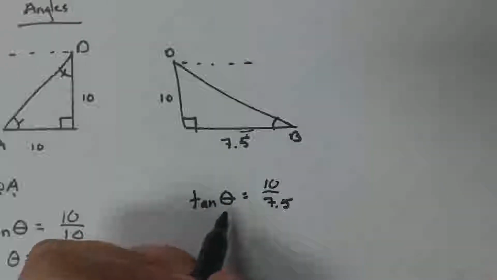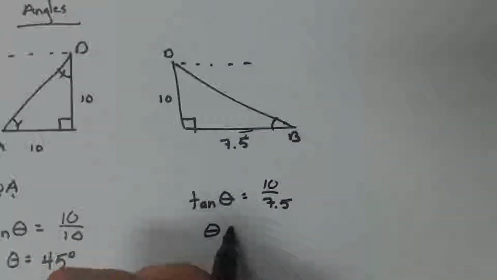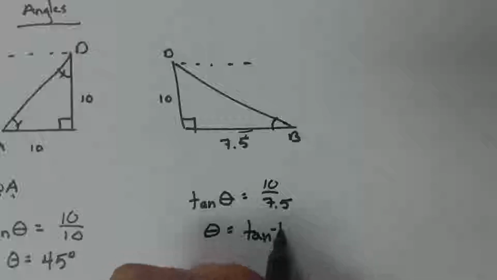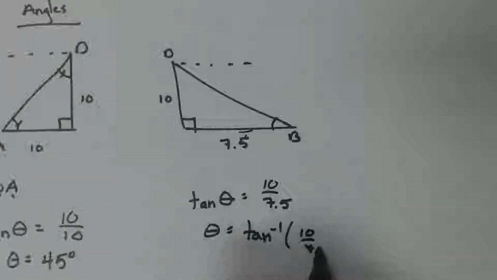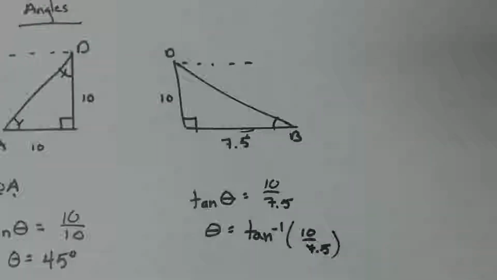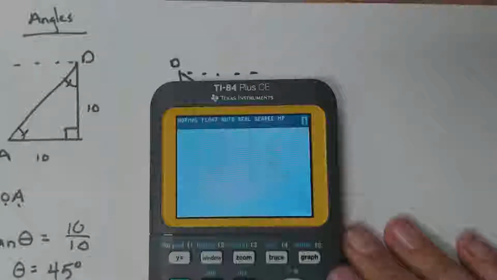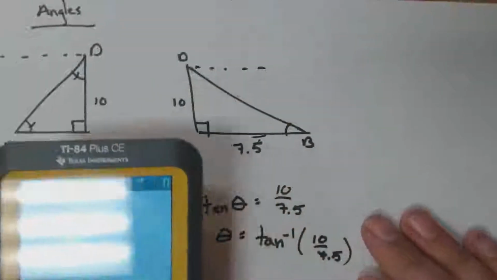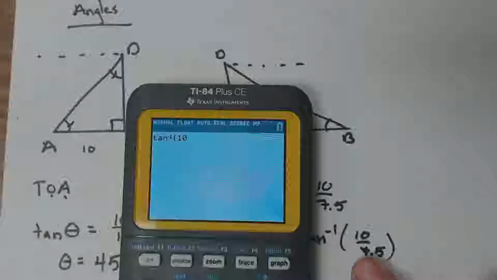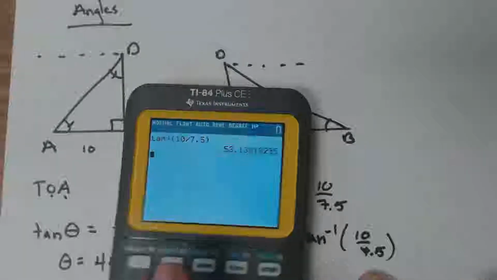And then I have to get theta by itself. So theta equals, this is where we have to use arctan or inverse tangent, 10 over 7.5. So that's on your calculator. That's second, tan, 10 divided by 7.5, end my parenthesis. Oh, I didn't get the decimal in there. 7.5. Enter. 53.130 degrees.